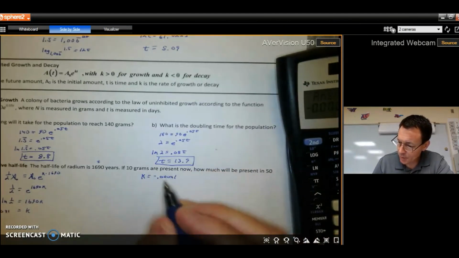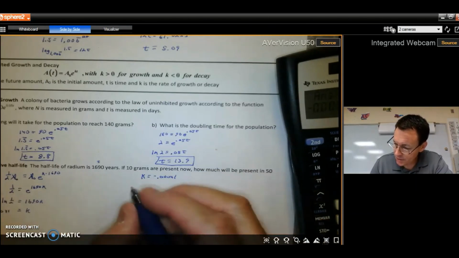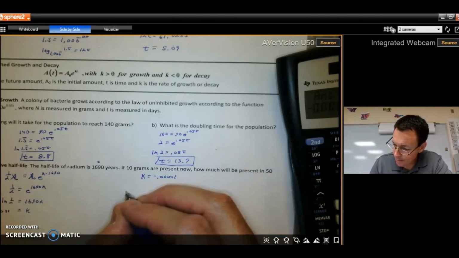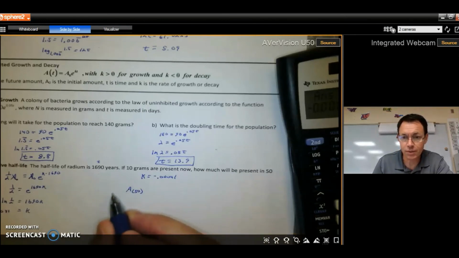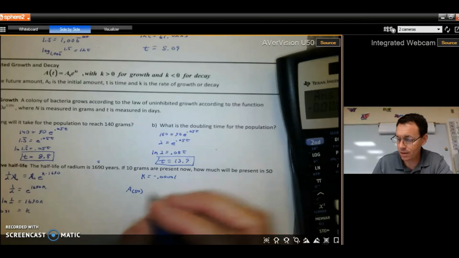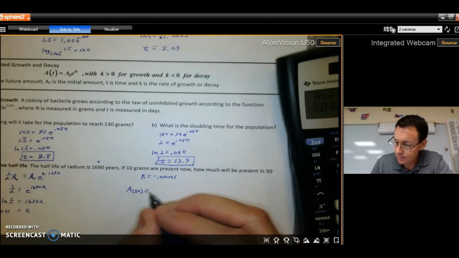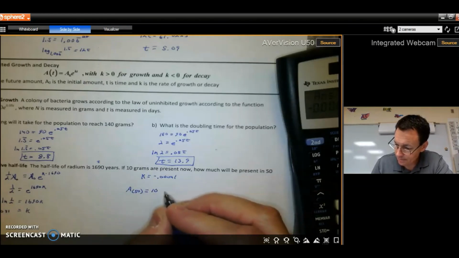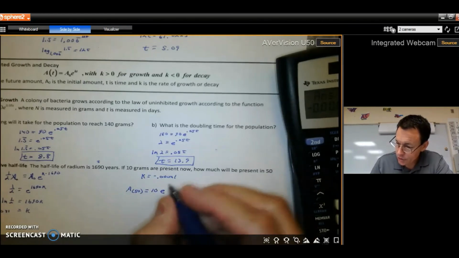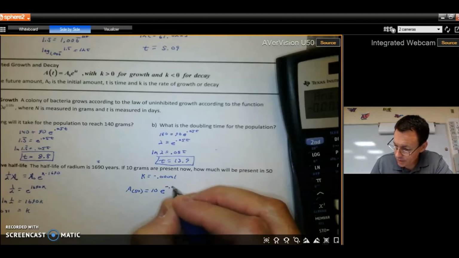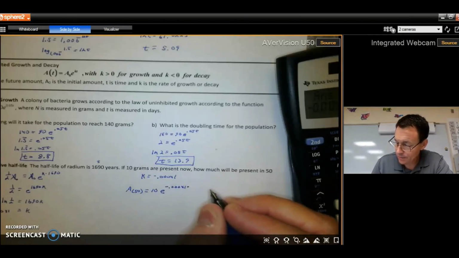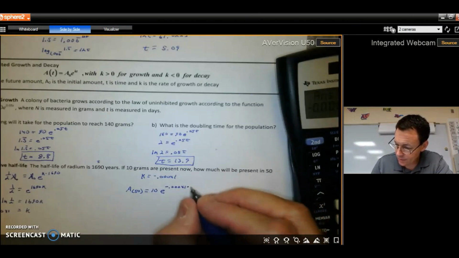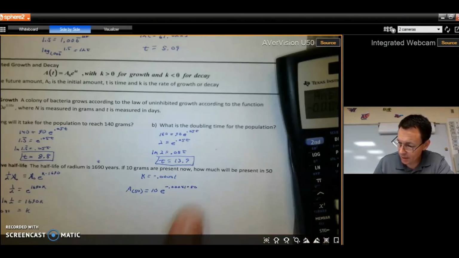We've got 10 grams present now, so how much will be present in 50 years? So we want to know the amount that we're going to have in 50 years. This is function notation. This isn't something I'm going to solve and divide by 50 or anything. It's just function notation. Over here, it's going to be my initial amount, which is 10, times e to the negative 0.00041 power times my time, and in this case it's 50. So I just need to plug all that into my calculator, and that's my answer.